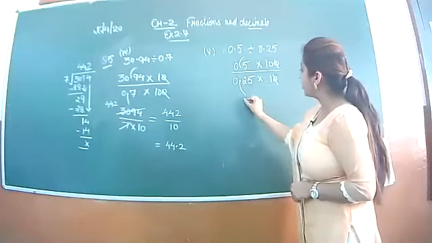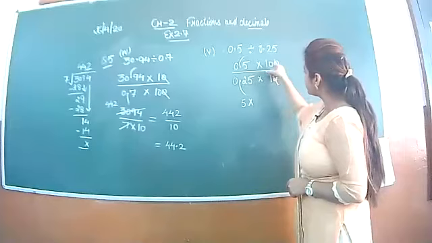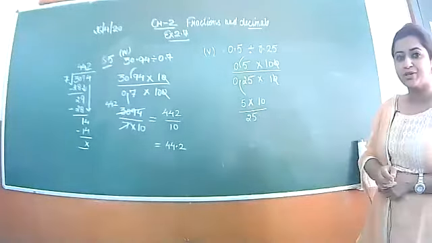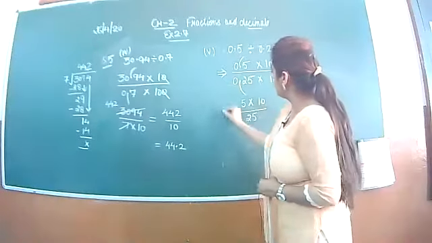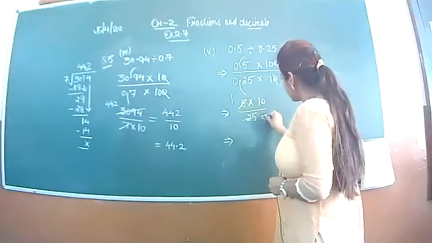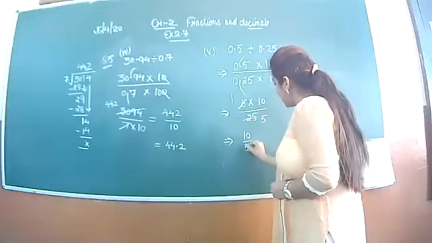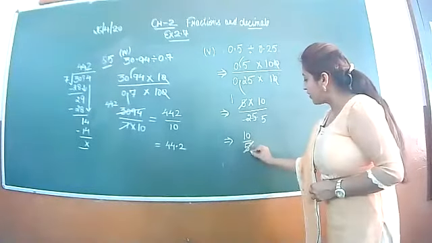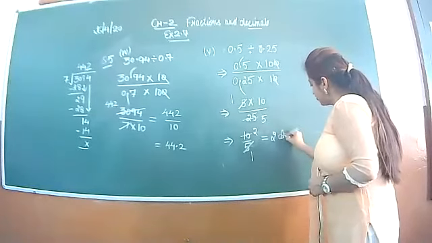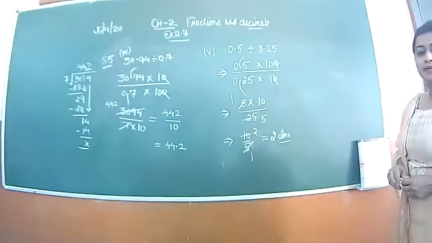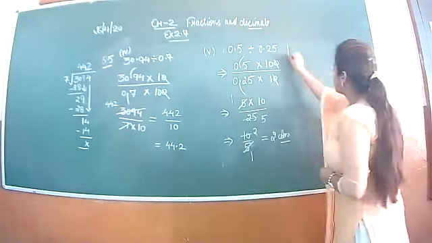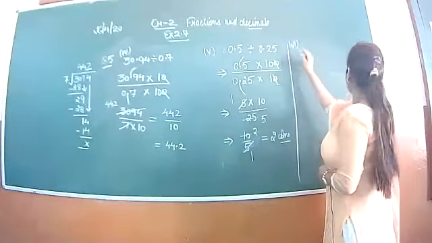1 0 will cancel out. We are left with 5 into 10 upon 25. Hope this is clear to you all. Now the next step is 5 ones are 5, 5 fives are 25. So we are left with 10 upon 5. 5 ones are 5, 5 twos are 10. Answer is 2. Is it clear, beta?